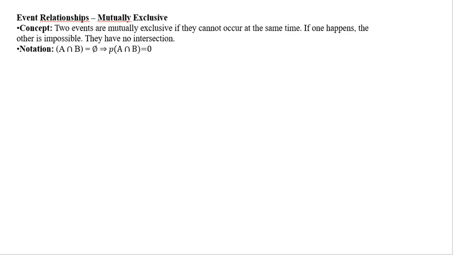So how can we write this? A intersection B is an empty set, or is null. So the probability is null actually.